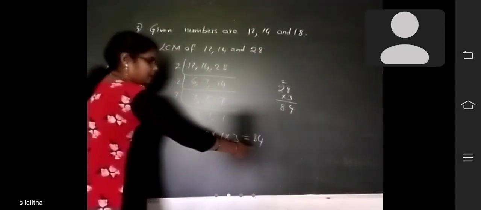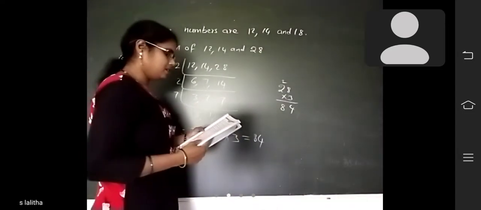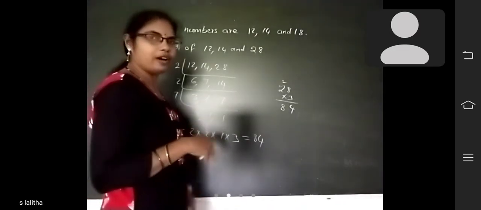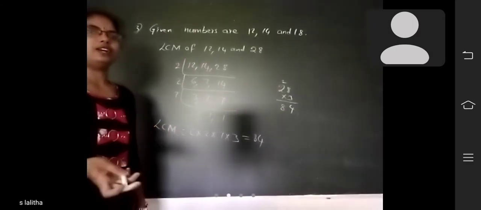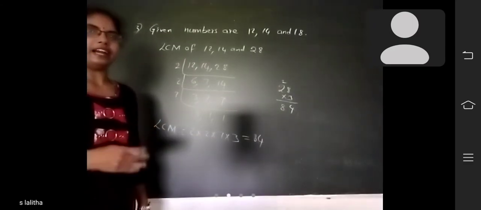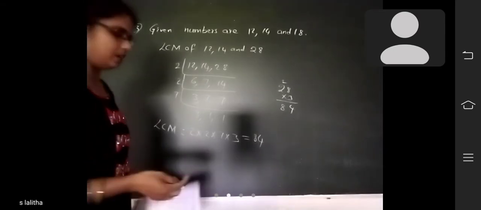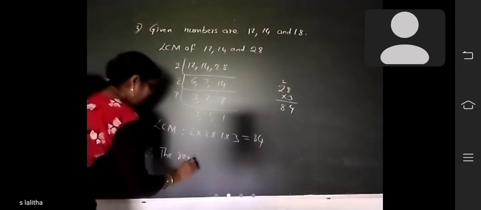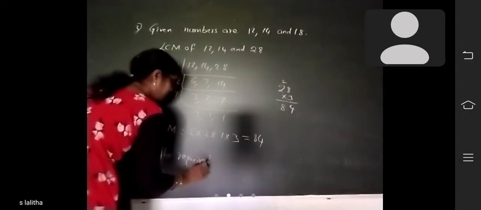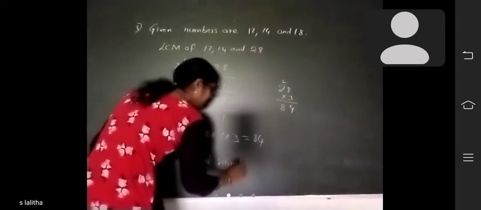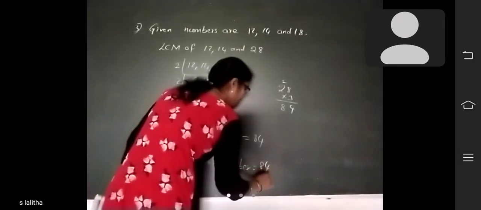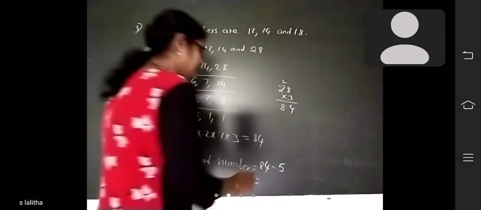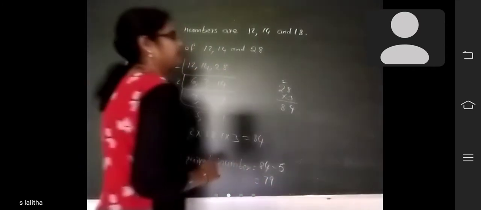So, 84 we will get. Next, what is given here? Find the smallest number which when added to 5. Added to 5 means here addition is given. You have to do the reverse. Added means addition, reverse is subtraction. So, therefore, the required number equals 84 minus 5. 84 minus 5, how much is that? 79. Okay, right.